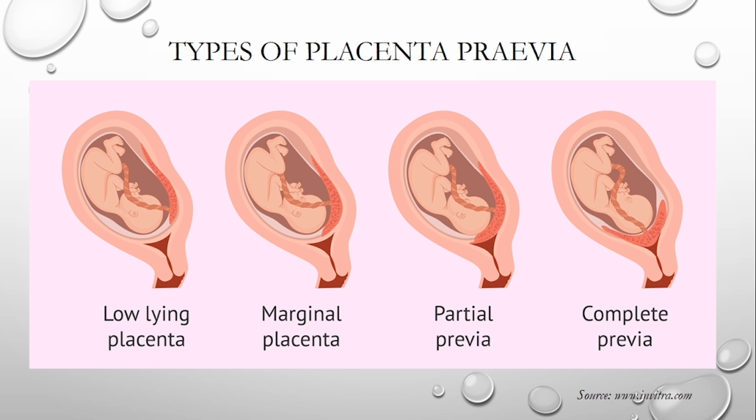And look at the type 3 placenta previa. It has gone beyond the internal os, but does not cover it completely, which is partial previa. And look at the type 4 placenta previa. The placenta covers the internal os completely. So this is a complete previa.